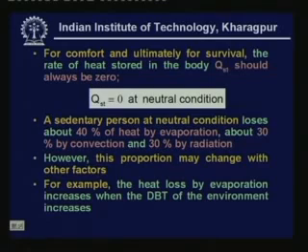And it is found that a sedentary person at neutral condition loses about 40% of heat by evaporation, about 30% by convection, and about 30% by radiation. So, you can see that the evaporation loss is quite high. However, this proportion may change with other factors. For example, the heat loss by evaporation increases when the dry bulb temperature of the environment increases.